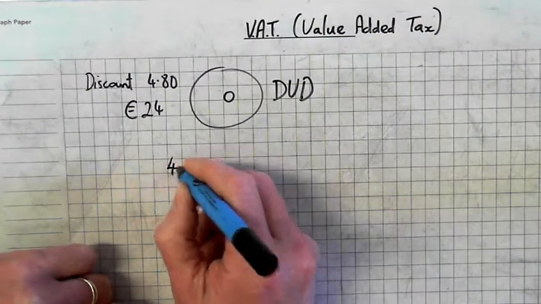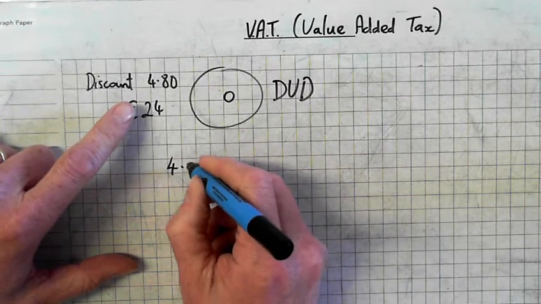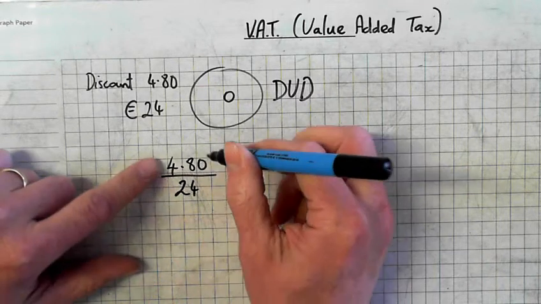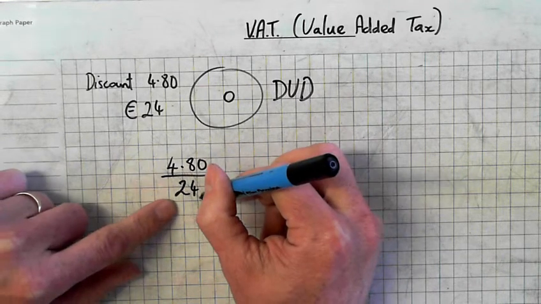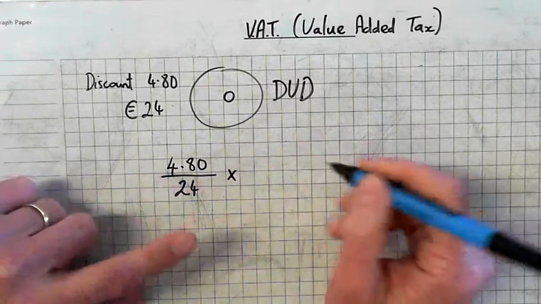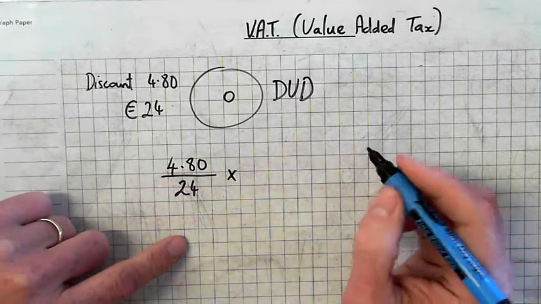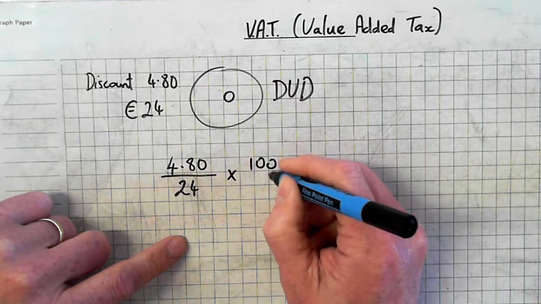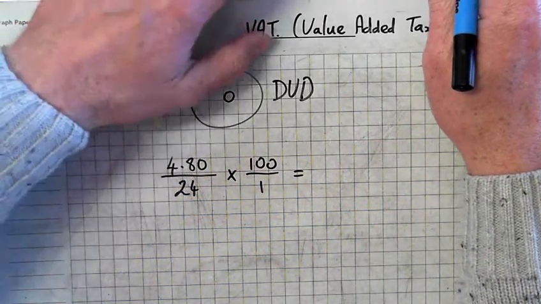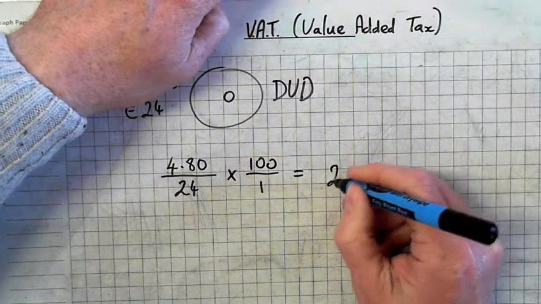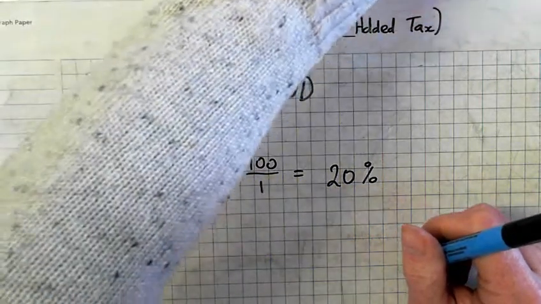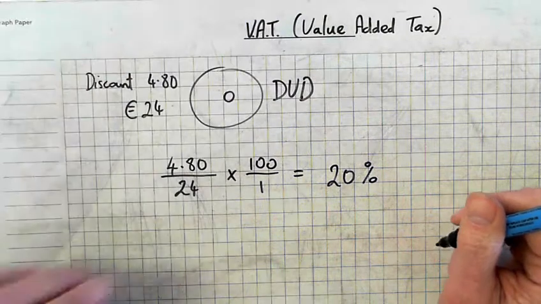So the discount, so how do you express the discount, $4.80, as a percentage of the price? So $4.80 over the price. And how do you get a percentage? From a fraction to a percentage, multiply by 100 over 1. Okay. And that's a 20% discount. Is that okay?